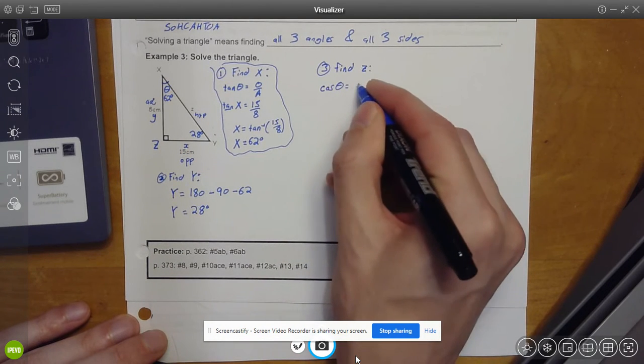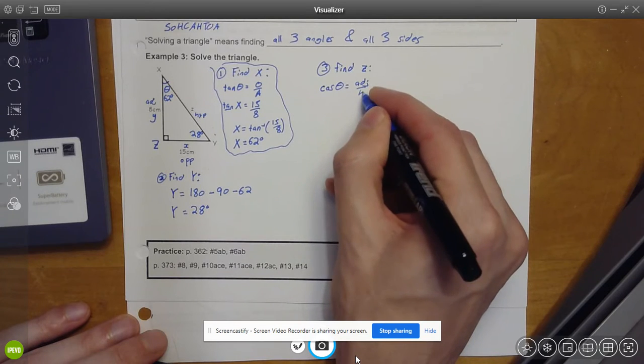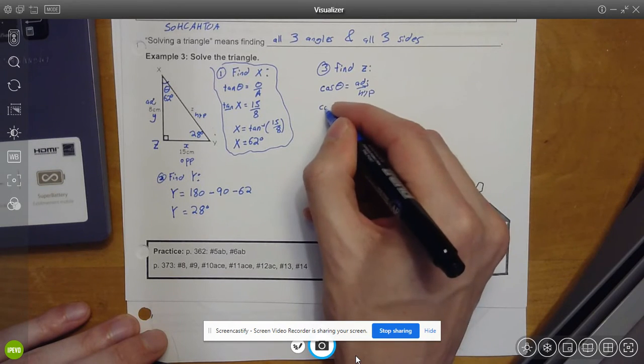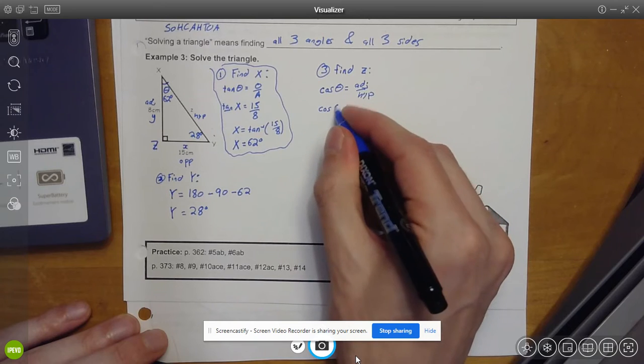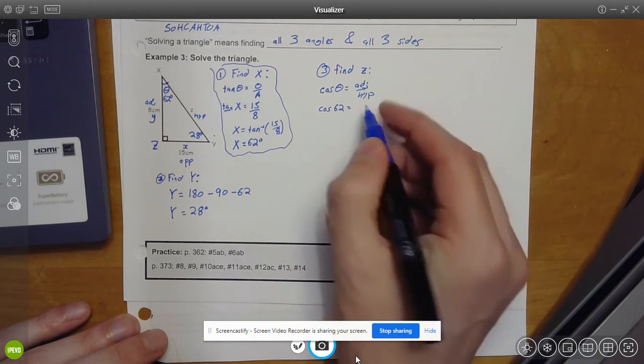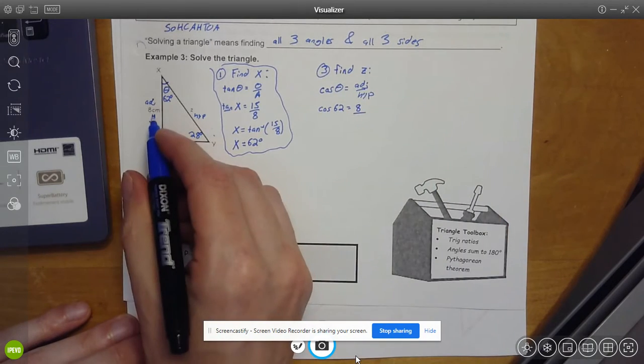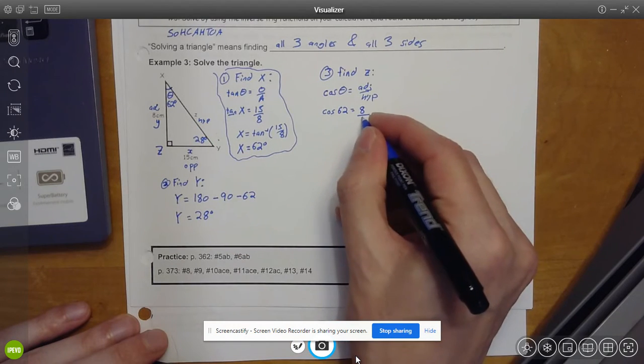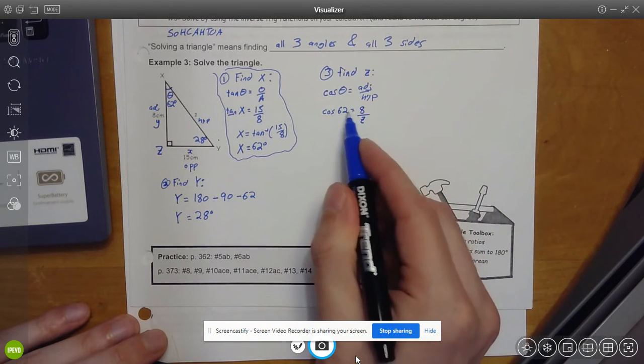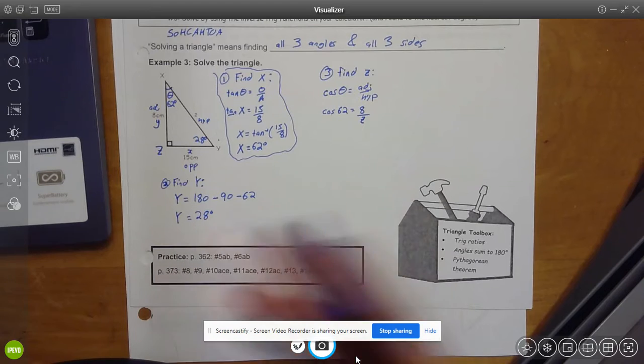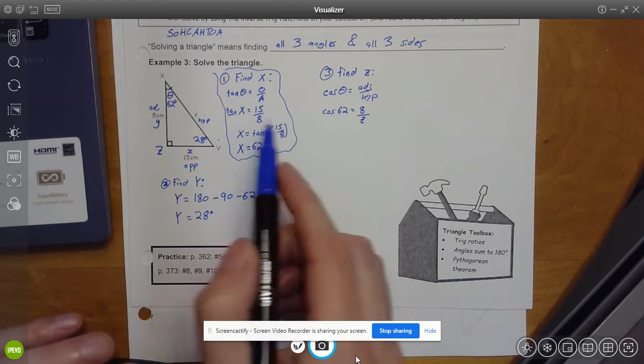If I use cosine, cosine is adjacent over hypotenuse. And this time I now know my reference angle is 62. I know my adjacent side is 8. And I don't know my hypotenuse, that's Z. So I can set up, and because I know 2 and want to find the third, we can cross multiply to solve. I also could have used sine.